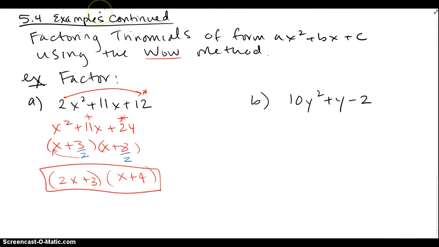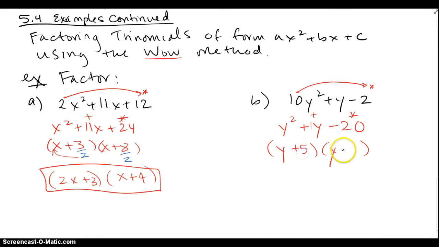Next one, again, I'm going to check to see if I can pull out a GCF first. I can't, so I'm going to move the 10 up and multiply it with the negative 2. That gives me this new problem that now has a leading coefficient 1. I'm going to factor y, and two numbers that multiply to negative 20 and add to a positive 1 because the coefficient is 1. Looks like 4 and 5 work, with 5 the bigger one being positive because of the positive 1 and 4 being negative.